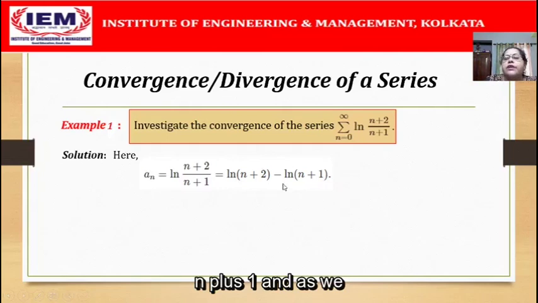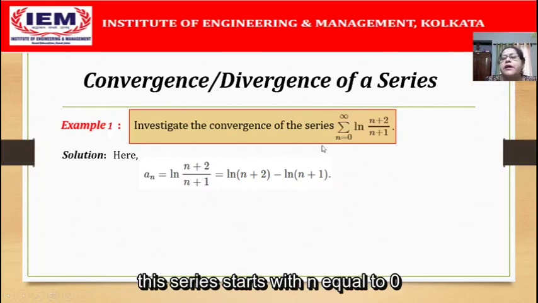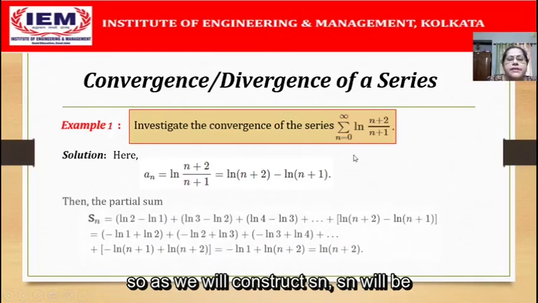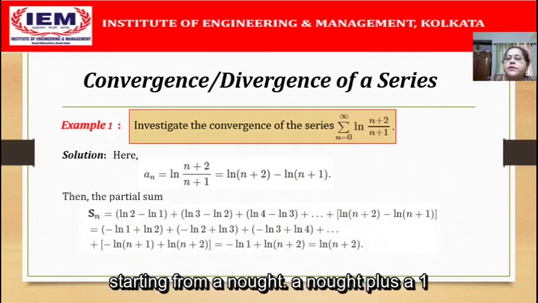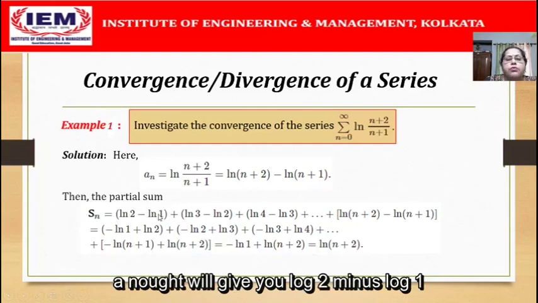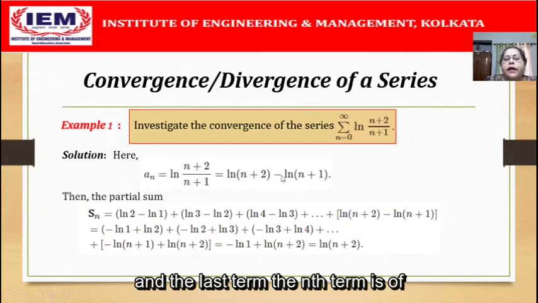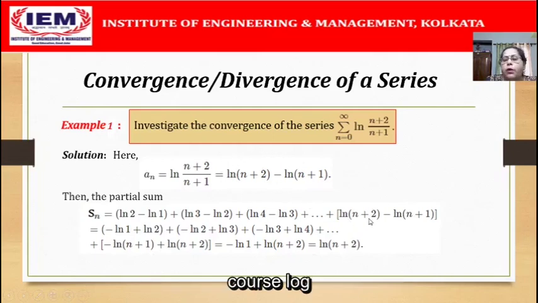As we go to construct Sn, let us also note that this series starts with n equal to 0. So Sn will start from A0 plus A1 plus A2 and so on up to An. A0, as you put n equal to 0, gives log 2 minus log 1. A1 will be log 3 minus log 2. We continue like this, and the last term, the nth term, is of course log(n+2) minus log(n+1).